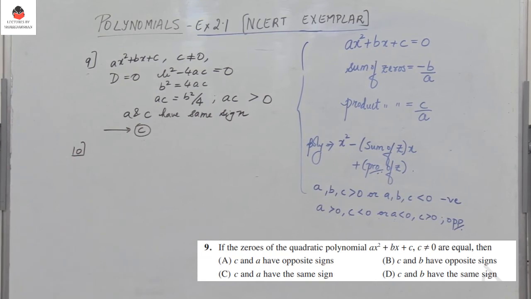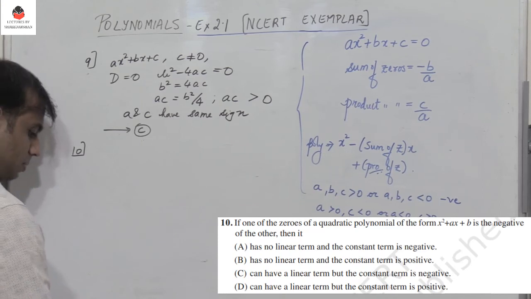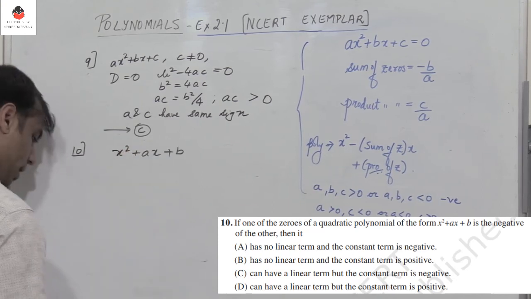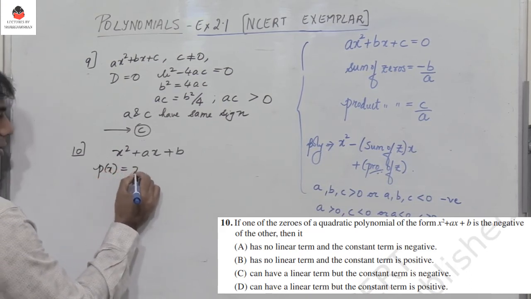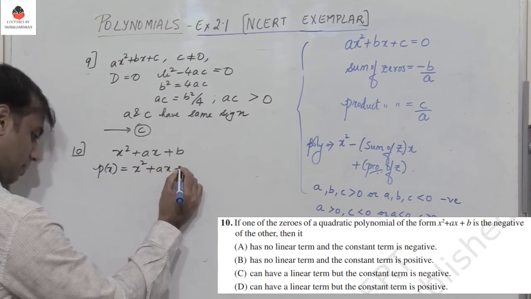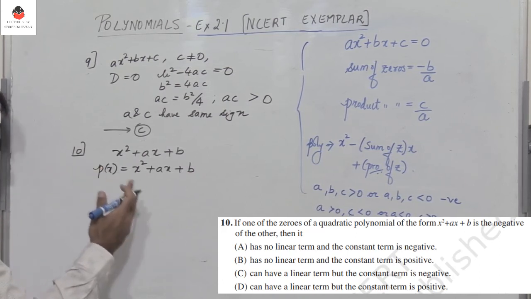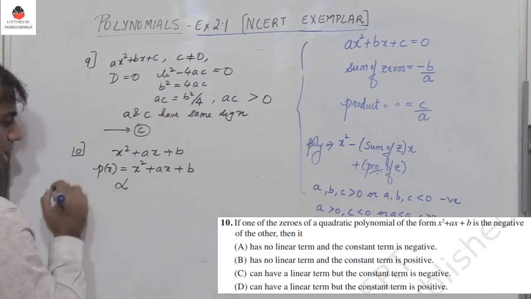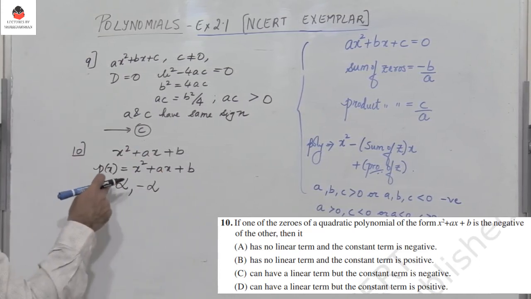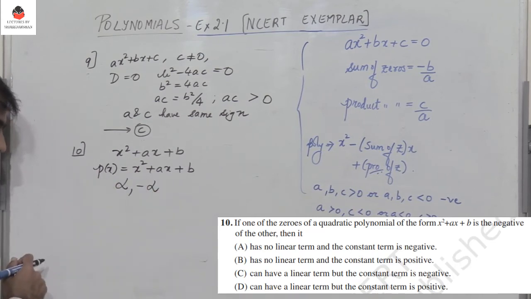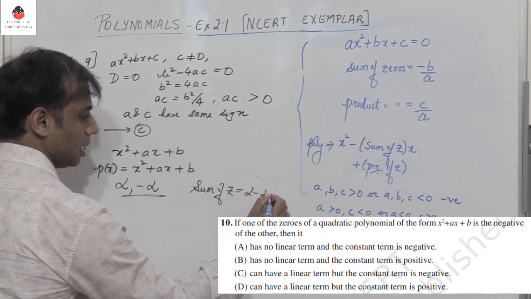10th one. If one of the zeros of the quadratic polynomial of the form x square plus ax plus b is the negative of the other, then so I have p of x, which is x square plus ax plus b. Given that one of the zeros is the negative of the other, if one of the zeros is alpha, the other one is minus alpha, isn't it? What about the sum of zeros? The sum of zeros is alpha minus alpha, which is 0.